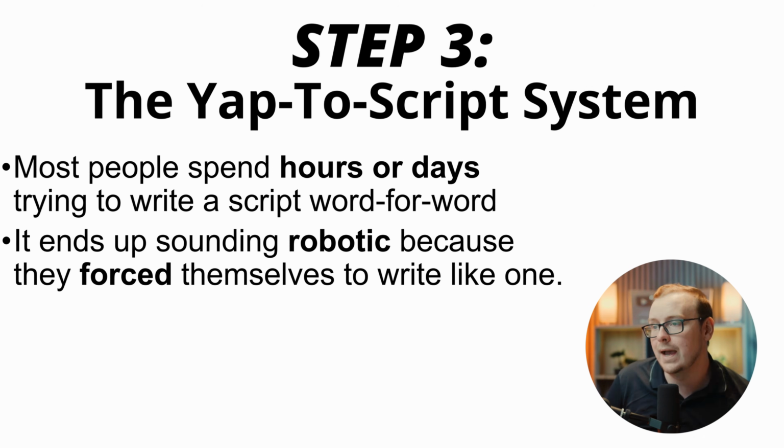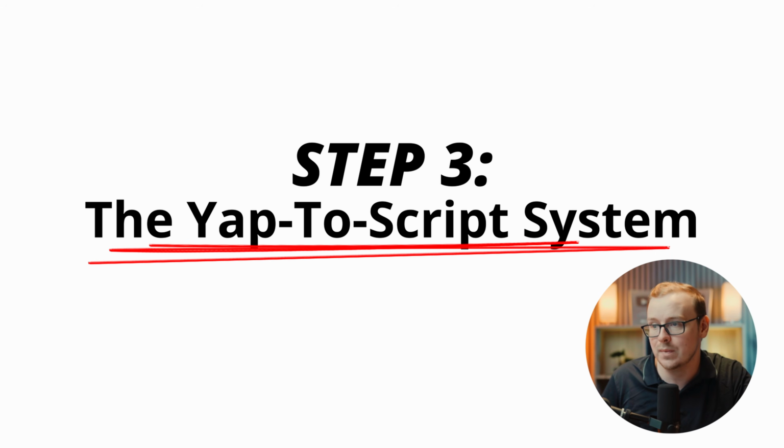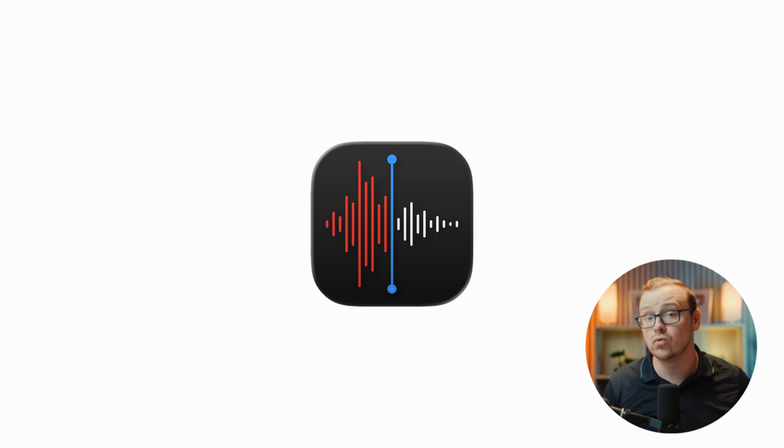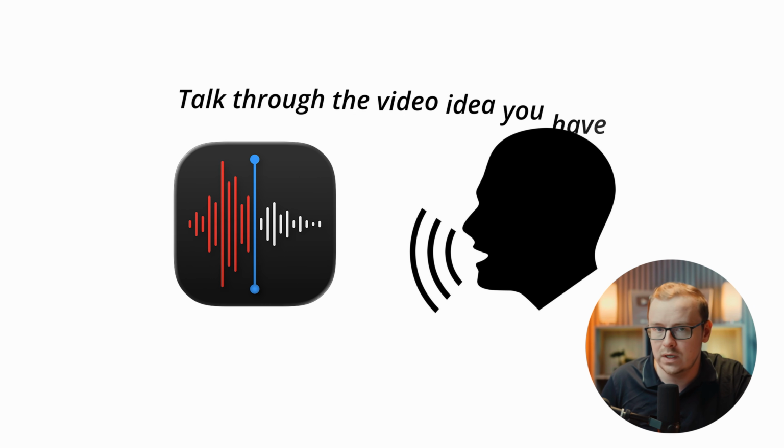So here's what I do instead. I call this the yap to script system. And by the way, I have tried just about every script writing system out there known to mankind, and this is by far the best, okay? So what you wanna do is you want to open up some sort of thing where you're recording yourself. So it could be voice memos on a phone. You could be recording directly into an AI. A lot of them, you have the ability to do that, but you wanna open up something to record your voice. And then just talk through the video idea that you have.